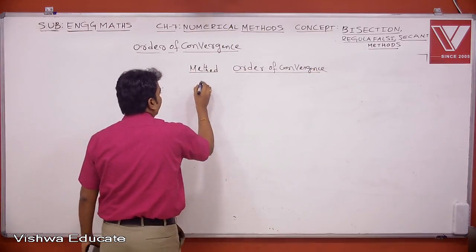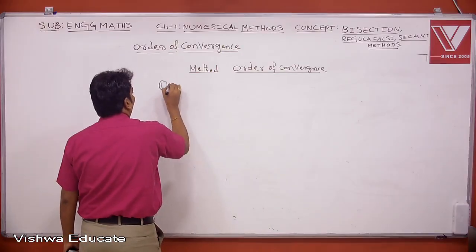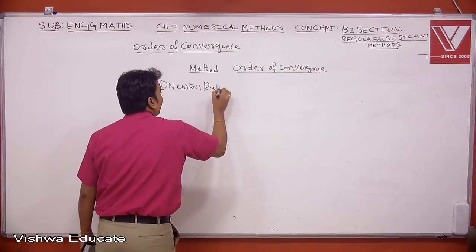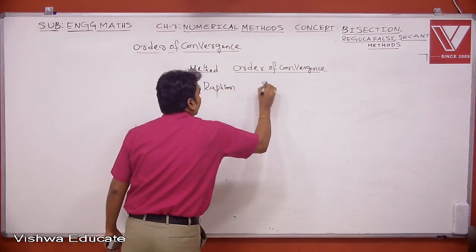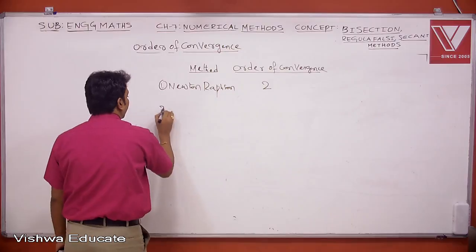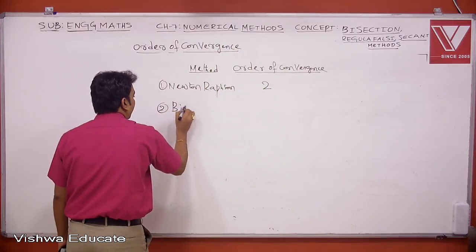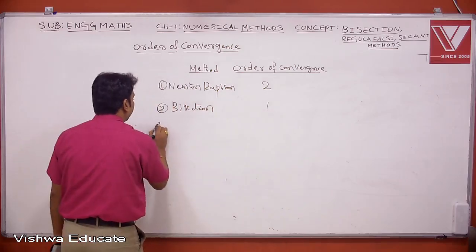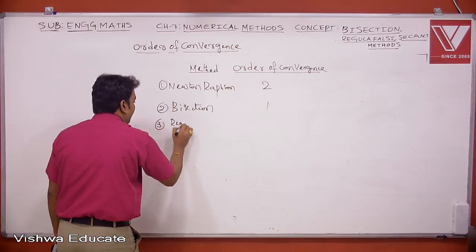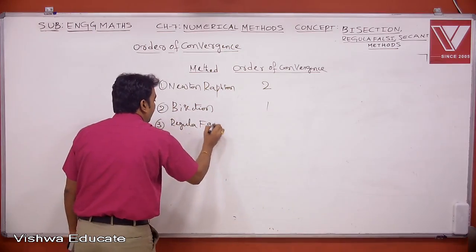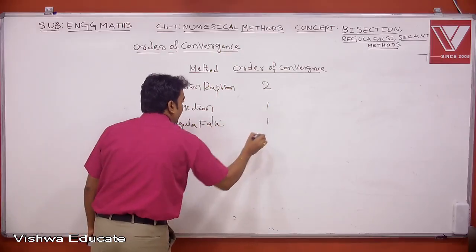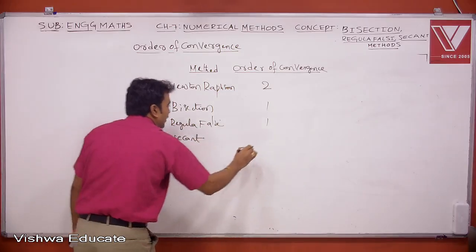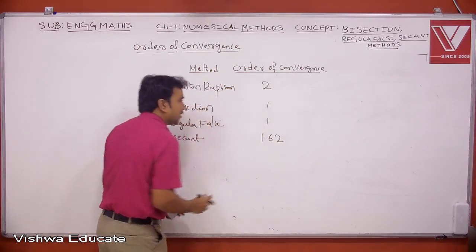Now let us start with the first one. It is Newton-Raphson method. In case of Newton-Raphson method, the order of convergence is 2. If it is bisection method, it is 1. Even for regula falsi method also, the order of convergence is 1. But in case of secant method, it is approximately 1.62.